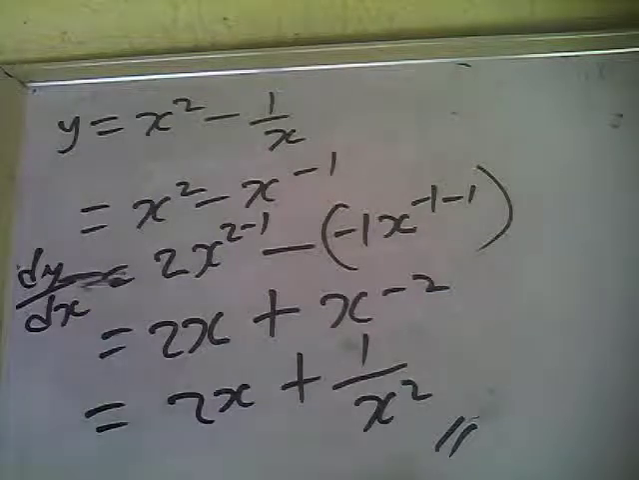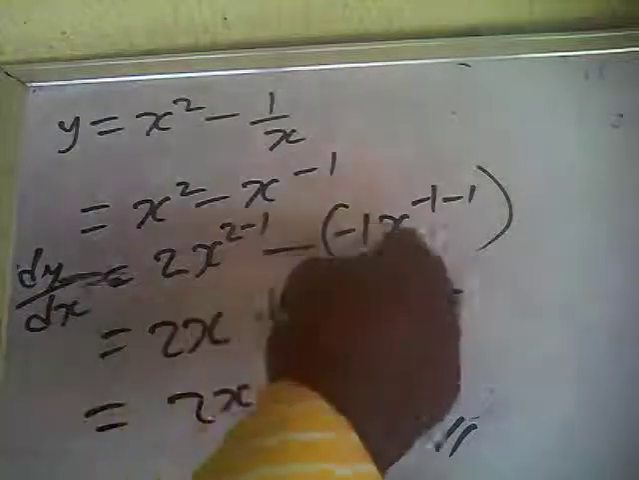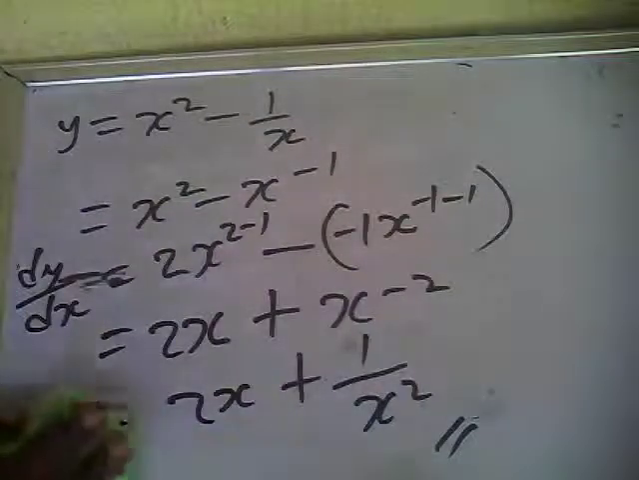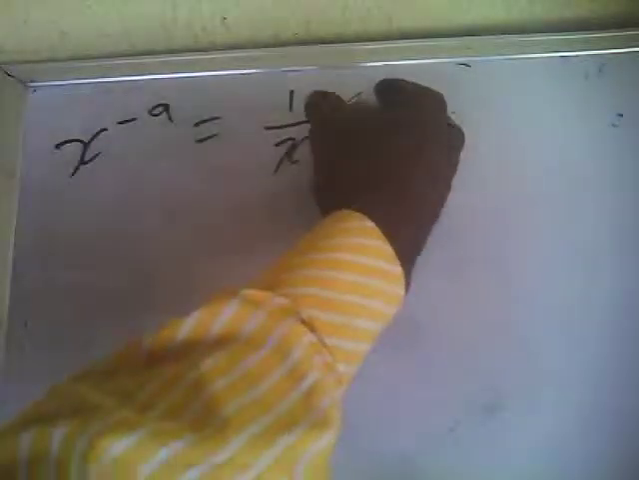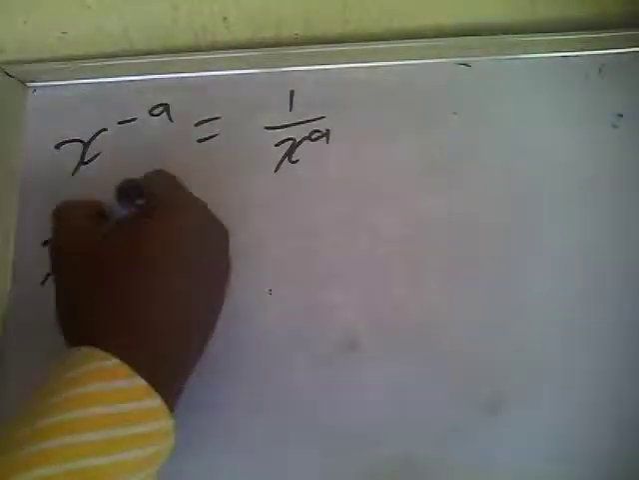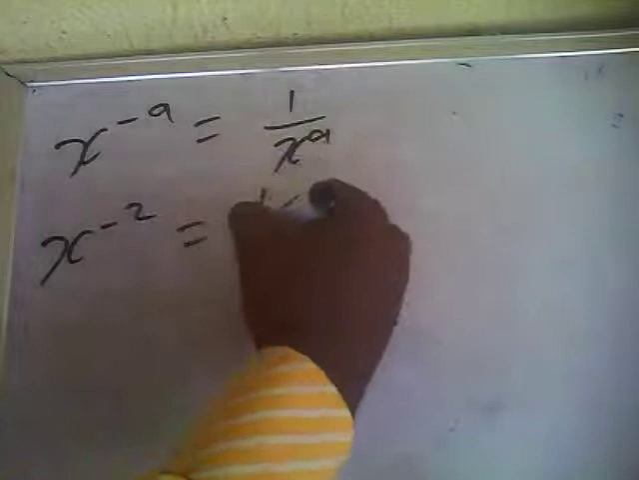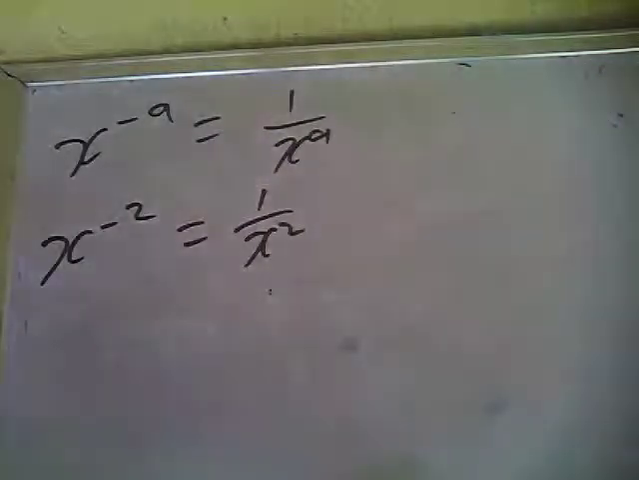Now remember how we turn x to the power minus 2 back to 1 over x squared. That is indices. In indices, when we have x to the power minus a, that becomes 1 over x to the power a. Similarly, x to the power minus 2 becomes 1 over x to the power 2. So that is the law of indices.